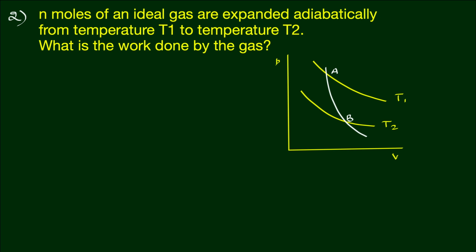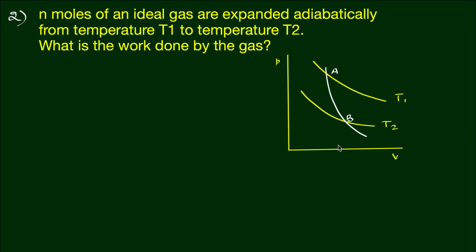Our second problem is this. n moles of an ideal gas are expanded adiabatically, that's from A to B, from temperature T1 to temperature T2. So on a PV diagram, I have drawn two isotherms, T1 and T2, and this adiabat cuts across both of them. What is the work done by the gas going from A to B?